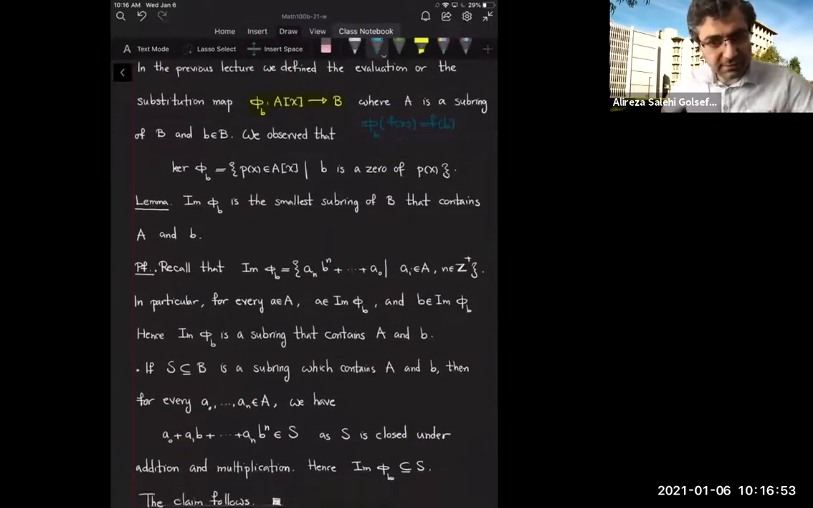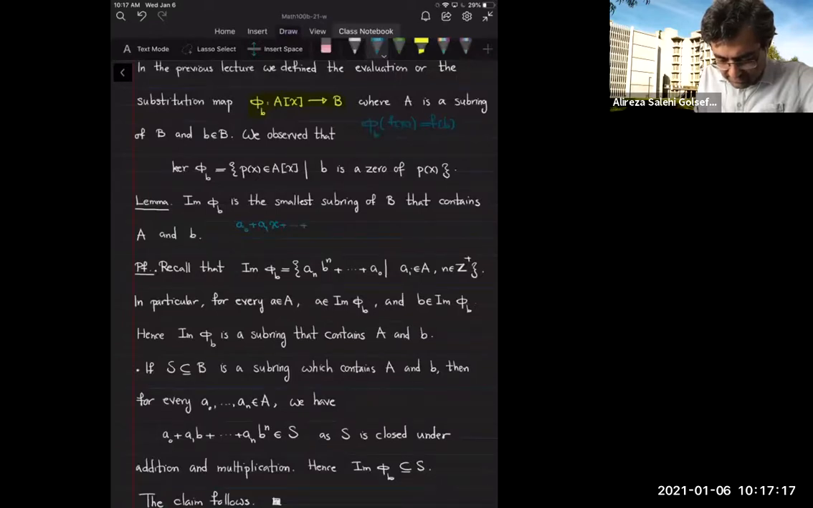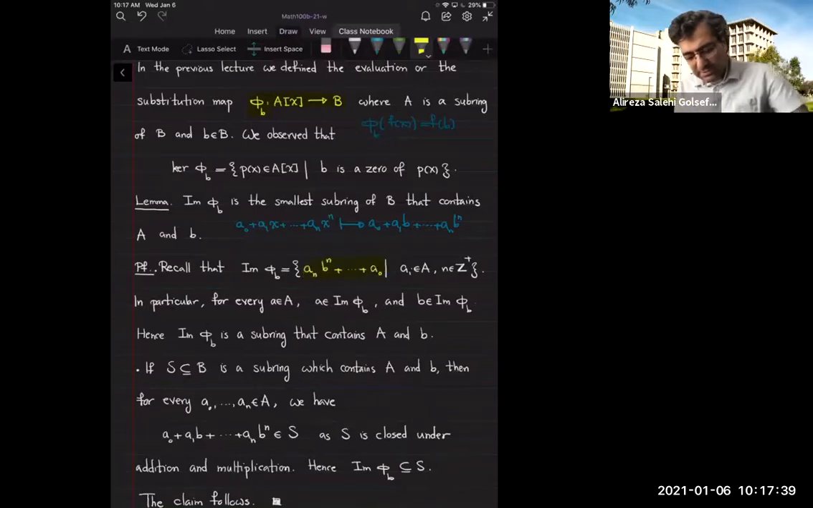And the image of phi sub b, as we will see, is precisely the smallest subring of capital B that contains both the ring A and the element b. Let's recall that elements of the image consist of elements of the form: I give it a binomial, a sub 0 plus a sub 1 x plus dot dot dot a sub n x to the n, and then I substitute b for x, and I end up getting a sub 0 plus a sub 1 b plus dot dot dot a sub n b to the n. So the elements of the image consist of elements of this form, where the a sub i's are arbitrary elements of the ring capital A, and n is an arbitrary positive integer.